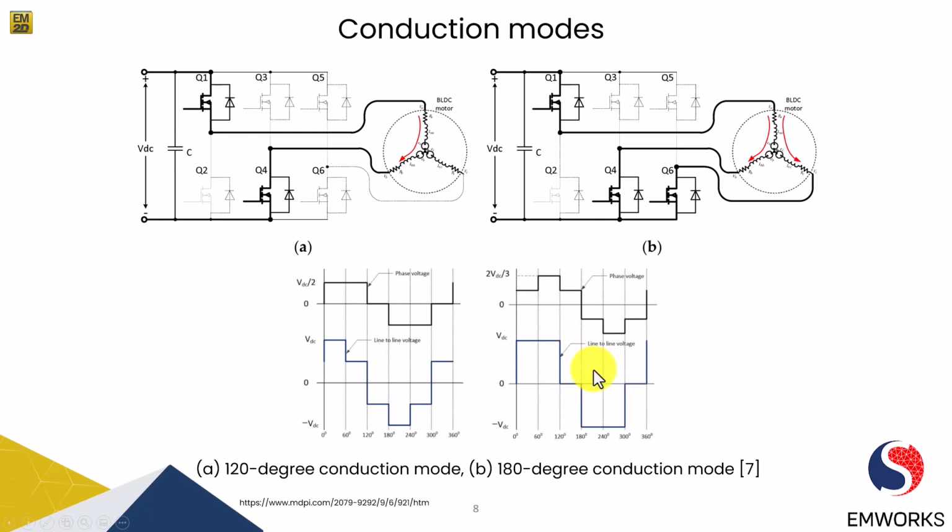In comparison of the 120-degree and 180-degree conduction modes, we can see the voltage level is different, and hence this can also affect the motor performance. As we can see here, we have VDC by 2 in one case, and in the other we get a voltage magnitude up to 2 VDC by 3. So obviously the induced current will be different, which will lead to a different torque.